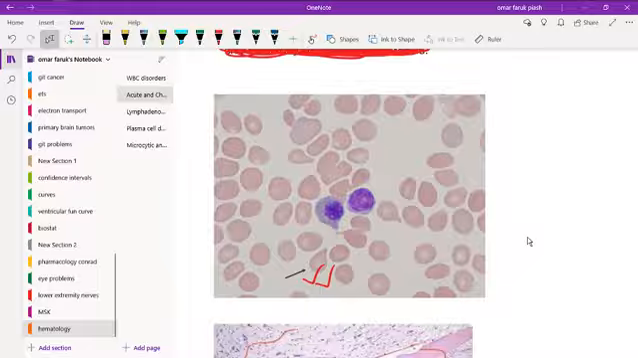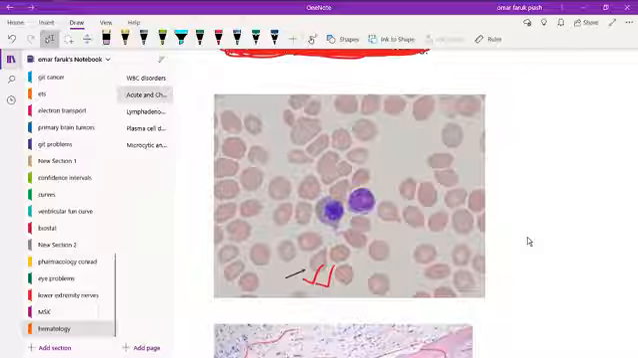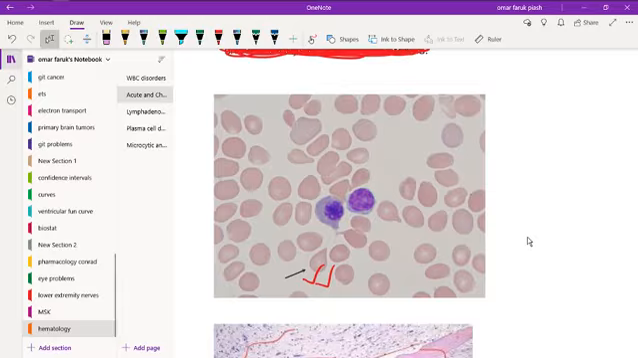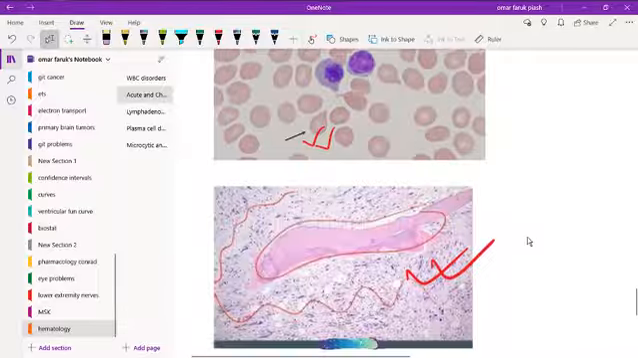And another thing you have to remember, if you find a patient who is having this essential thrombocythemia feature, and in the peripheral blood film you find that platelets are increased, you have to think of IDA also.